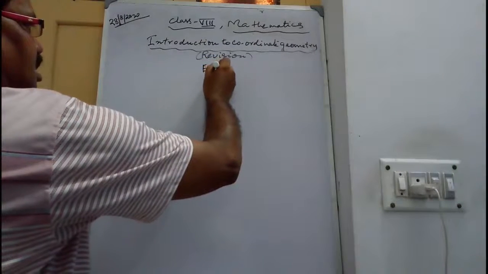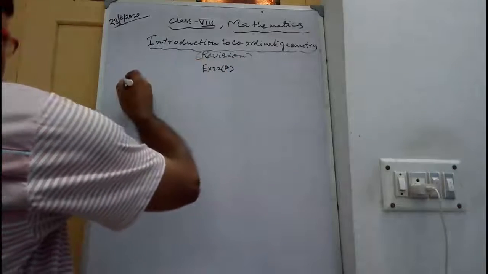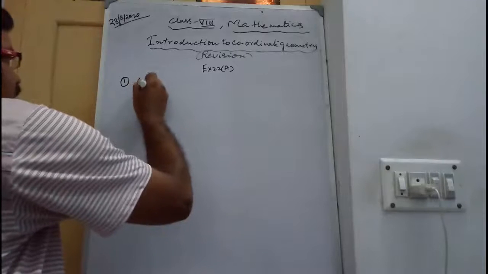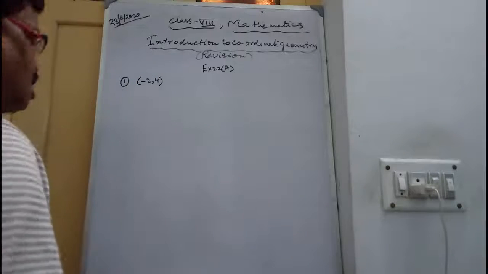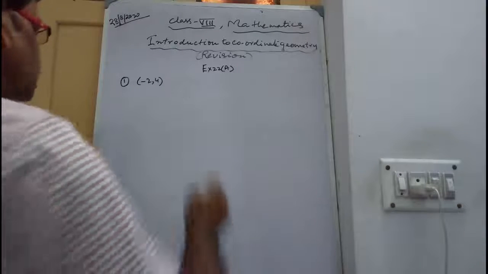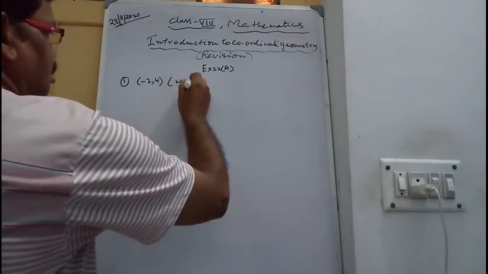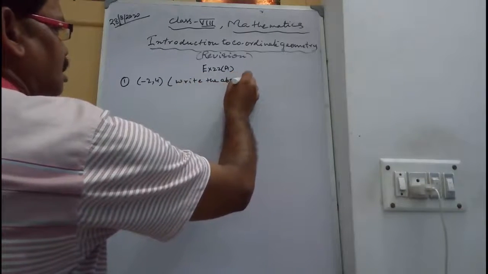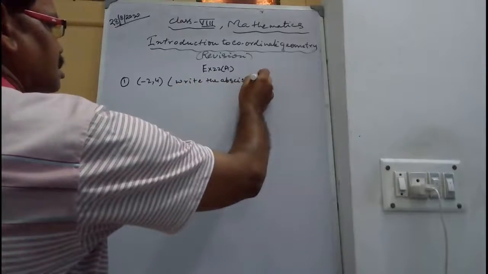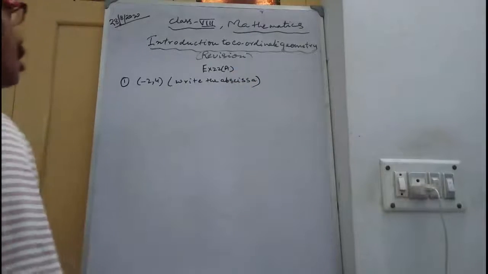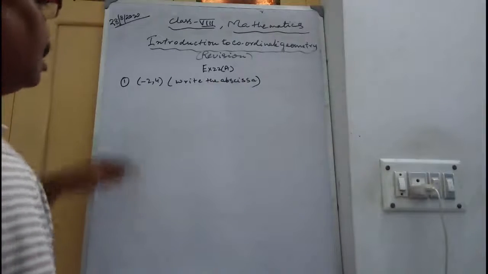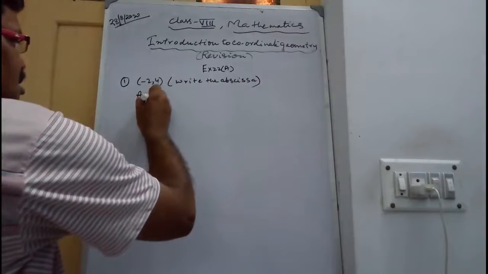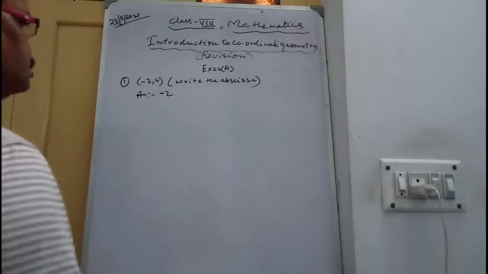Exercise 22A. (-2, 4). This coordinate is given. We have to write the abscissa. So abscissa means value of X. So here the value of X is -2. So answer: -2.